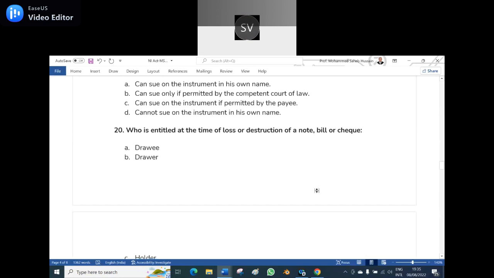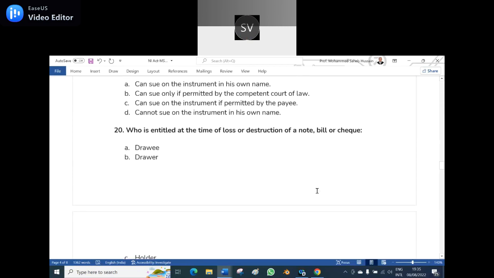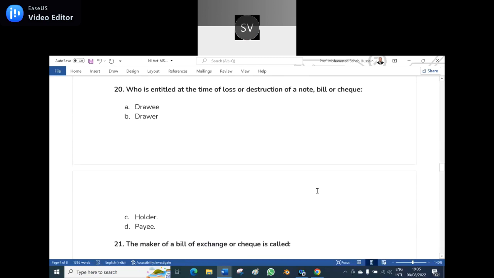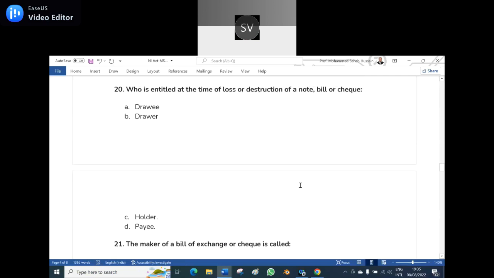28th question. Who is entitled at the time of loss or destruction of a note, bill of exchange or check? Option A, drawee. Option B, drawer. Option C, holder. Option D, payee. Holder. Option C is the correct answer. Holder is the correct answer.